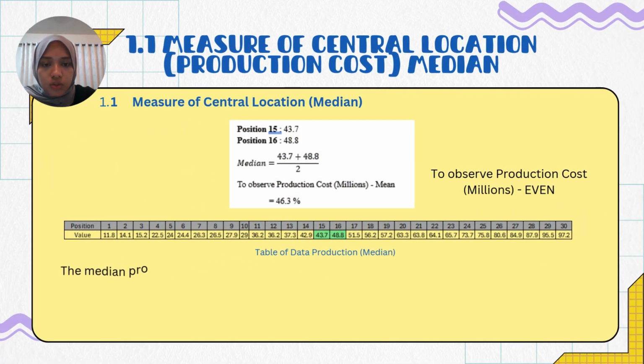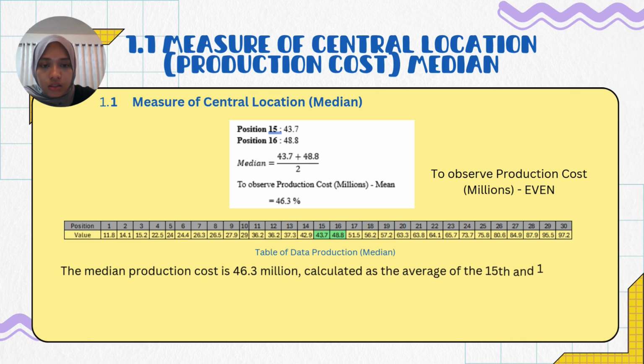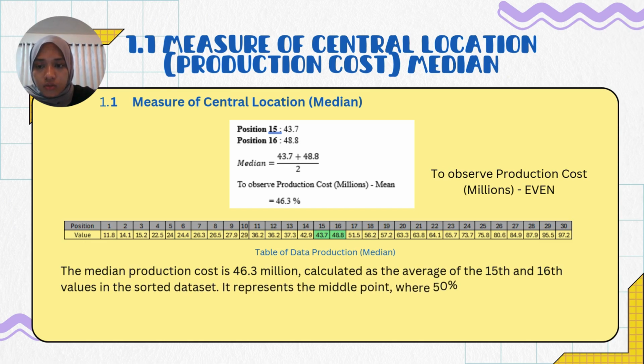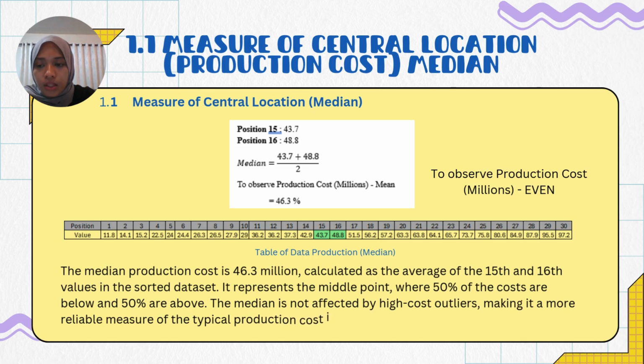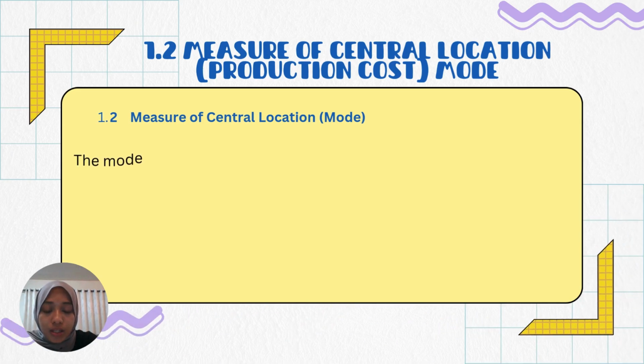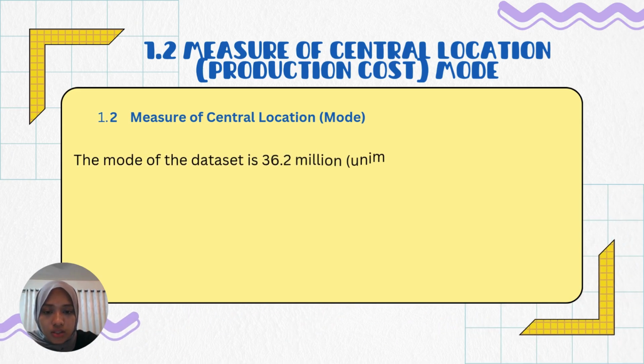These outliers can skew the mean, making it larger than the actual typical cost. Move on to the next slide, which is the measure of central location, production cost median. From the table, we can see that the median value is at position 15 and 16. The median production cost is 46.3 million, calculated as the average of the 15th and 16th values in the sorted data set. It represents the middle point where 50% of the costs are below and 50% are above. The median is not affected by high cost outliers, making it a more reliable measure of the typical production cost in this dataset.